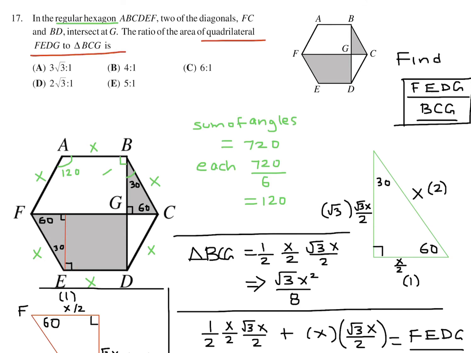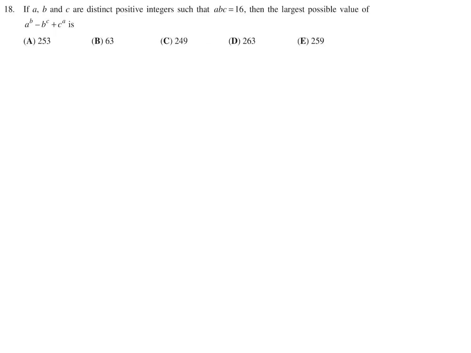So which one of those? 17 is E. If A, B, and C are distinct positive integers such that ABC is 16, then the largest possible value of A to the B minus B to the C plus C to the A is.